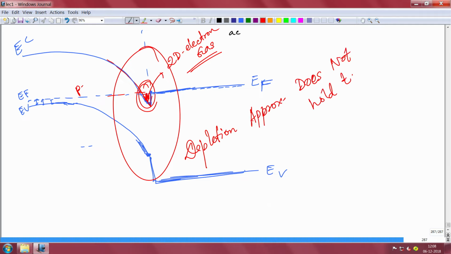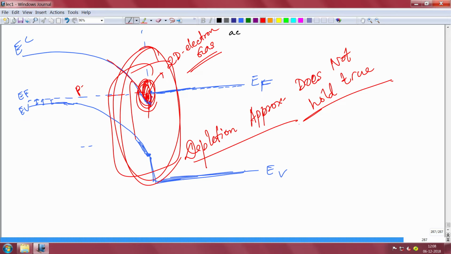You can see that the depletion approximation cannot hold true because in the junction you have a very high density of electron gas. This high density of electron gas makes sure that although this is depleted, you have very high conductivity here. So the whole thing is not depleted. That's why your depletion approximation breaks down, and in such cases you also cannot apply your classical Maxwell-Boltzmann approximation, because this is high density. You have to use something called Fermi-Dirac statistics that I had mentioned to you long back, if you remember.